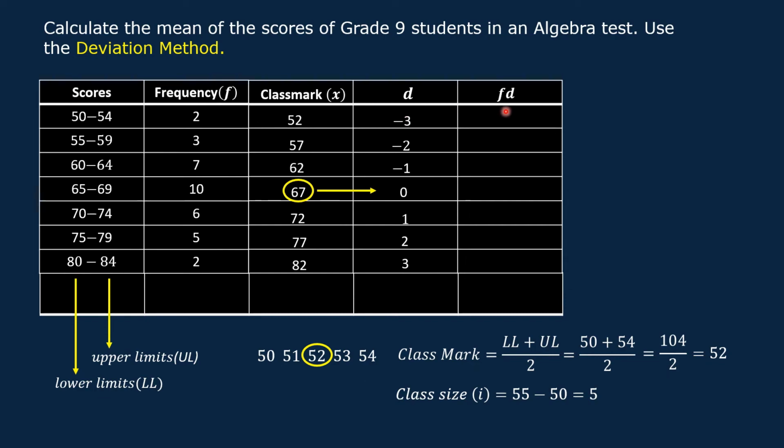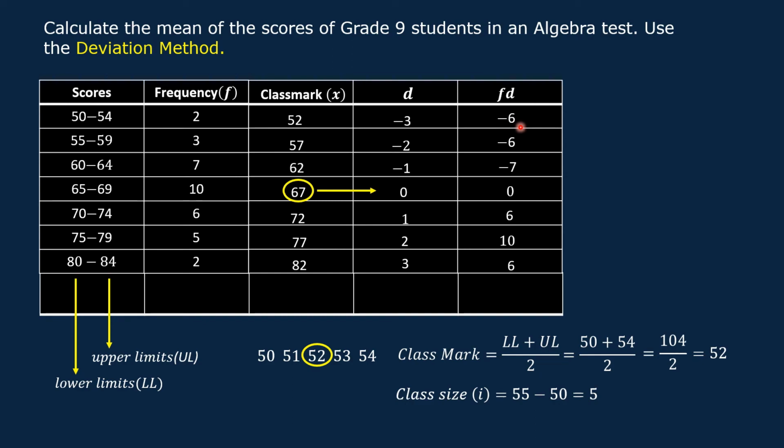frequency times the deviation. So we multiply 2 by negative 3. 2 times negative 3 is negative 6. 3 times negative 2 is negative 6. 7 times negative 1 is negative 7. 10 times 0 is 0. 6 times 1 is 6. 5 times 2 is 10. 2 times 3 is equal to 6.